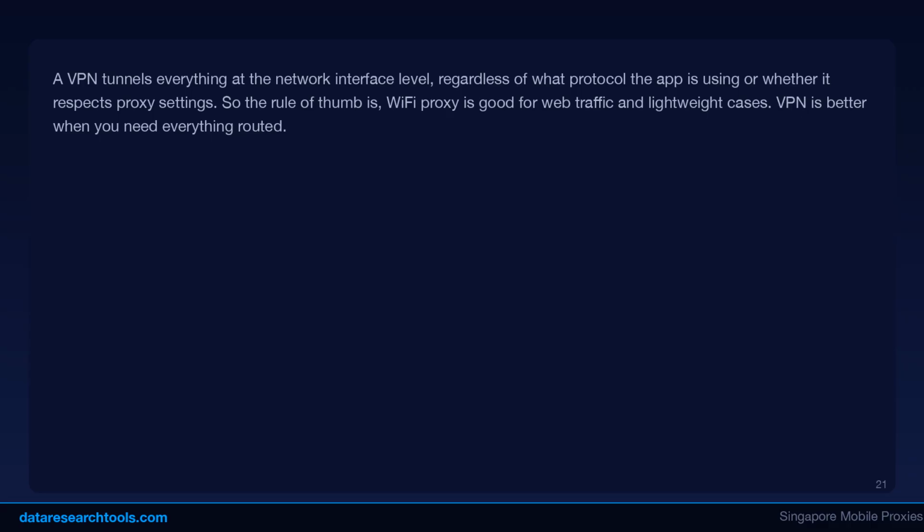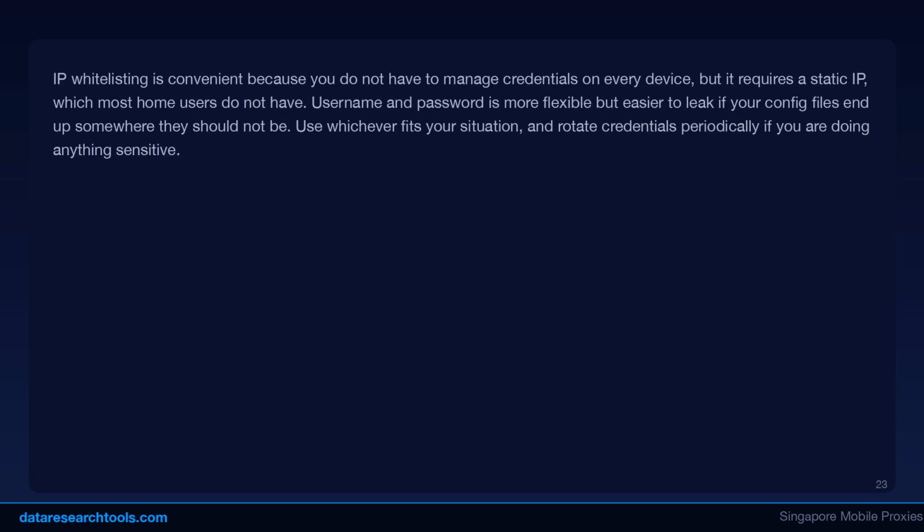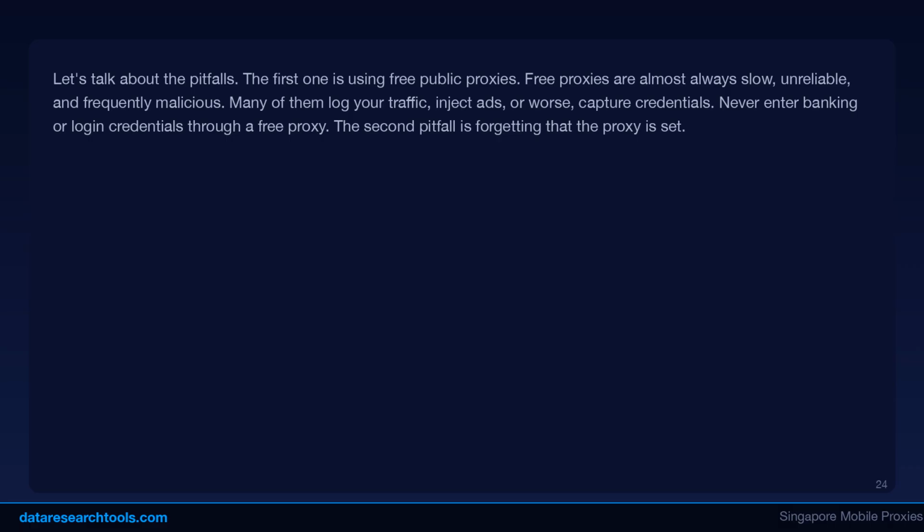Proxy authentication is another area worth talking about. There are two main models. The first is user and password authentication, where you enter credentials each time. The second is IP whitelisting, where the proxy provider checks your incoming IP against an allowed list and only accepts connections from approved sources. IP whitelisting is convenient because you do not have to manage credentials on every device, but it requires a static IP, which most home users do not have. Username and password is more flexible, but easier to leak if your config files end up somewhere they should not be. Use whichever fits your situation, and rotate credentials periodically if you are doing anything sensitive.